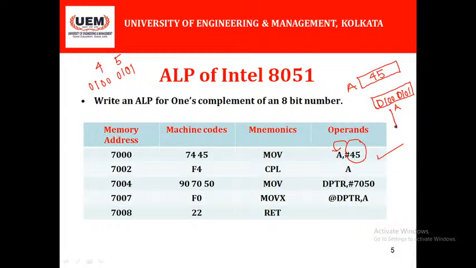Now with CPL A we are going to make a complement of this value. This is typically a ones complement, so 1 becomes 0, 0 becomes 1, 1 becomes 0, 0 becomes 1, 0 0 becomes 1 1, 1 becomes 0 and this 0 becomes 1. So 1011 1010 is the value. What we are going to do is transmit it to 7050, which is a location.